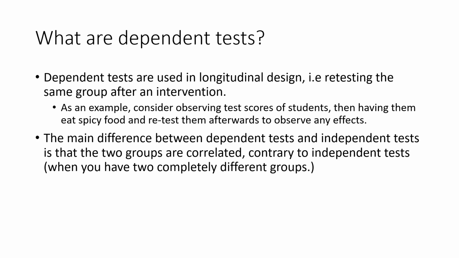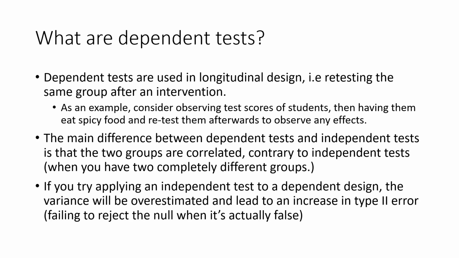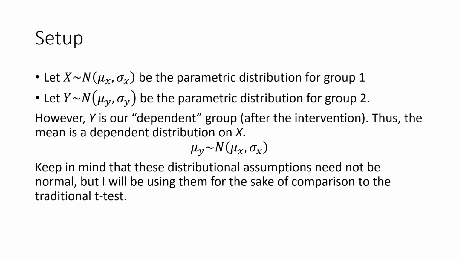And when you have this correlation between the groups, if you don't account for it, then your variance is going to be overestimated, which can lead to type 2 errors. This is the last bullet point that I forgot I wrote, but it is essentially stating what I just said. So now we'll get into the math, which will be the biggest portion of this video.